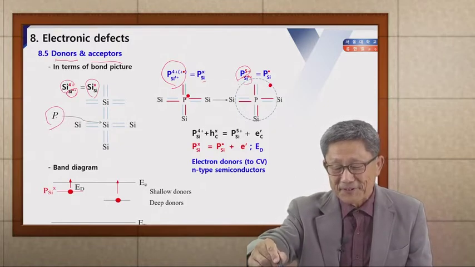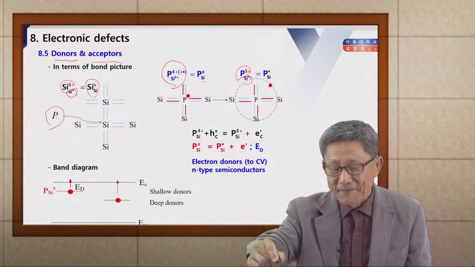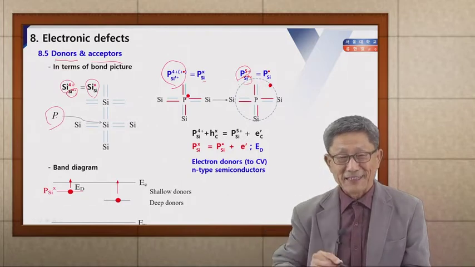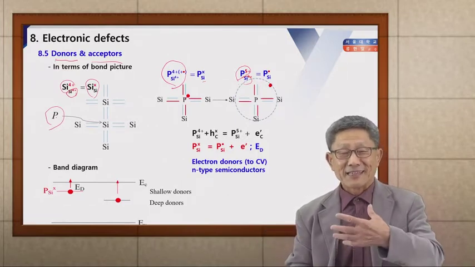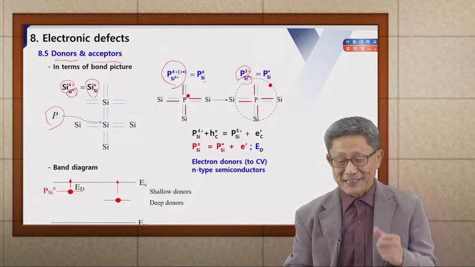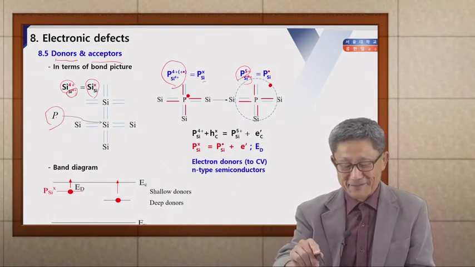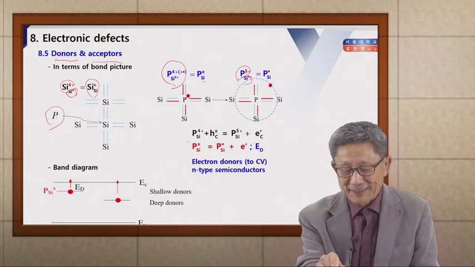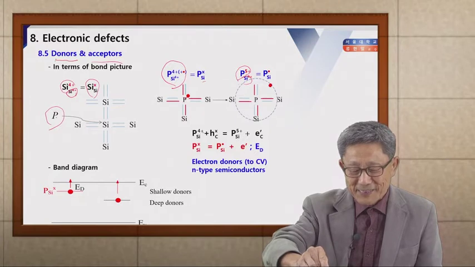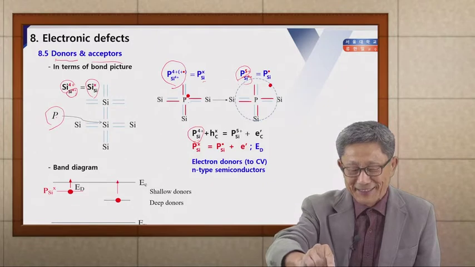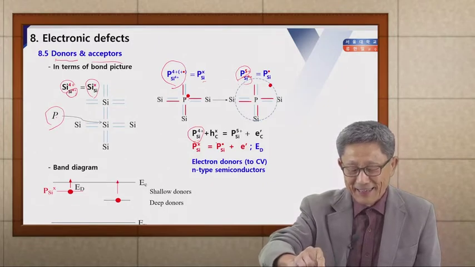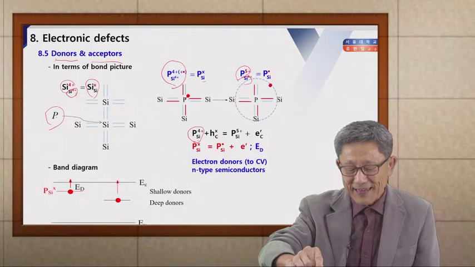Because this phosphorus ion gave up the last fifth electron to the conduction band. Say, it donated an electron to the conduction band. So that's why this kind of impurity is called a donor. This reaction can be written in this way in terms of the defect chemistry jargon. Now I have a tetravalent phosphorus ion on the silicon site, here, and then the conduction band remains empty.